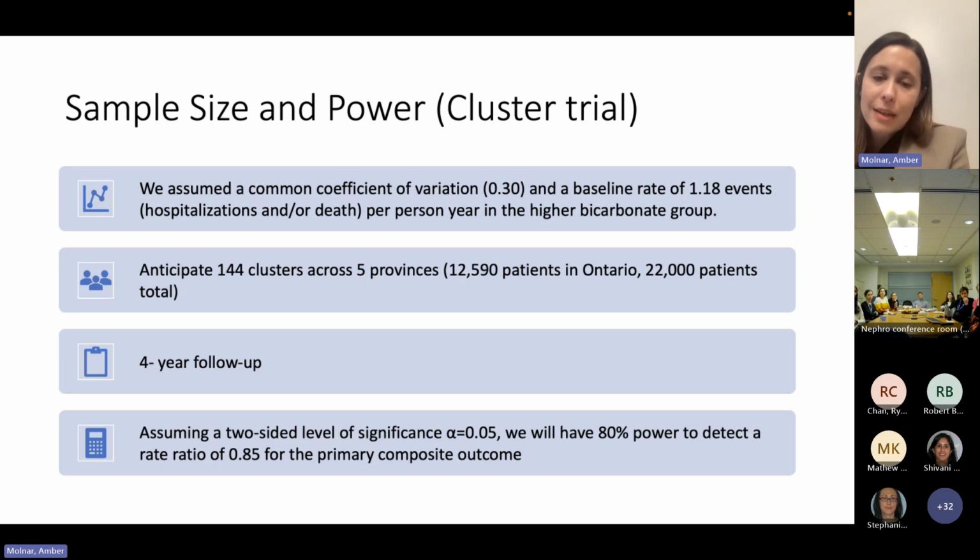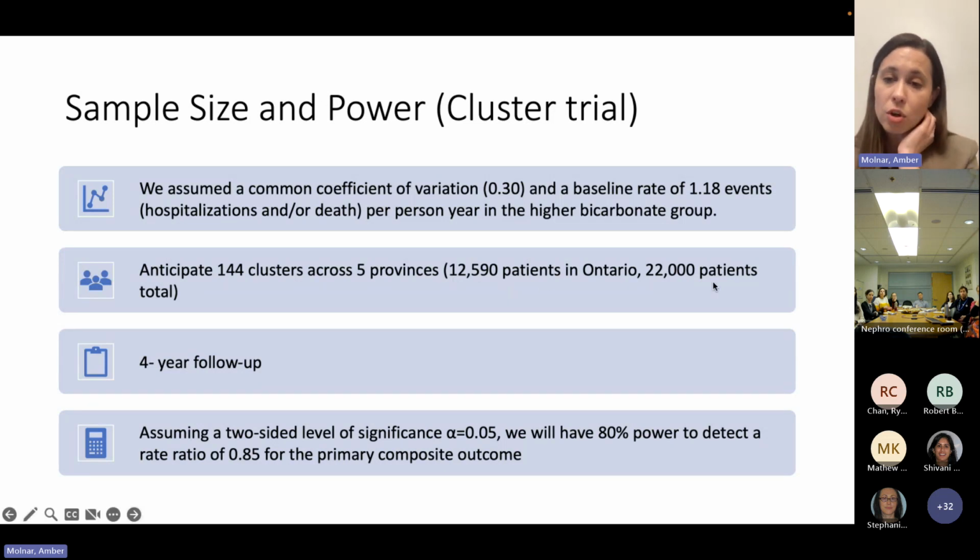So when we look at the sample size and power for the trial, I'm presenting this slide of power for a cluster trial first, because we actually initially had envisioned this to be a cluster trial, similar to MyTemp and DialMag, whereby we would randomize a whole unit to one particular dialysate bicarbonate concentration rather than individual patients. This is because we initially did not think that individual randomization would actually be feasible. And you can see that with a cluster trial, there are a lot of patients that are needed to detect a difference or potential difference in the outcome.